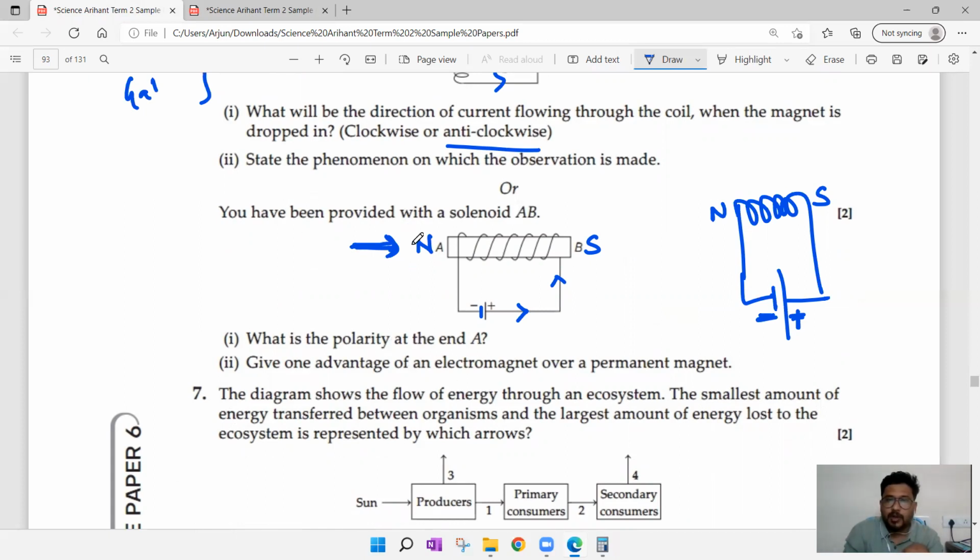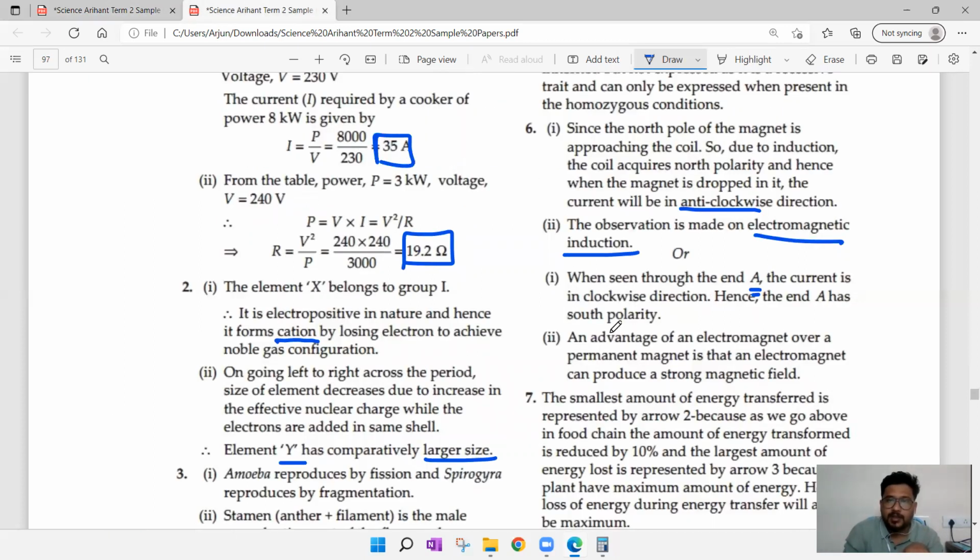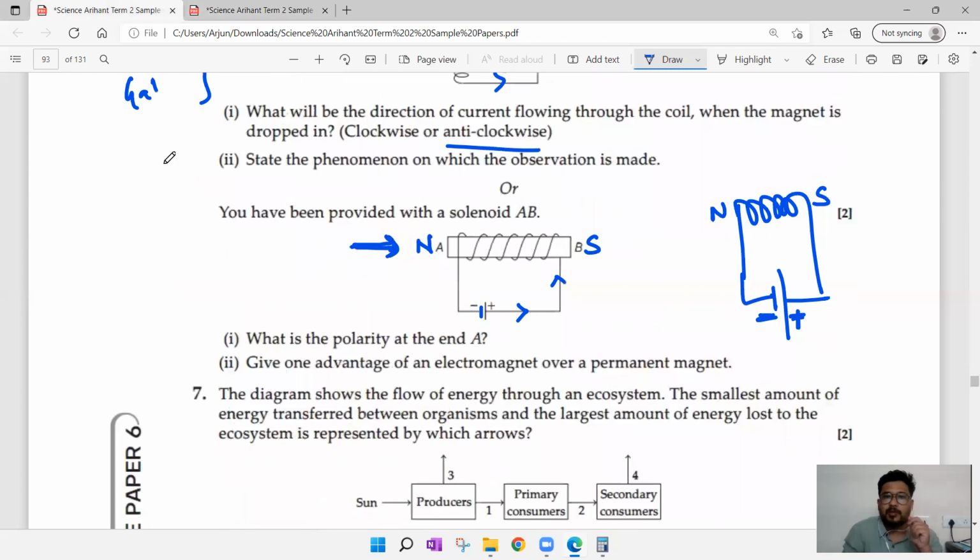And they are asking for an advantage of an electromagnet over a permanent magnet. An advantage of an electromagnet over a permanent magnet is that an electromagnet can produce a strong magnetic field. Because of the strong magnetic field, we use electromagnets frequently, not permanent magnets.